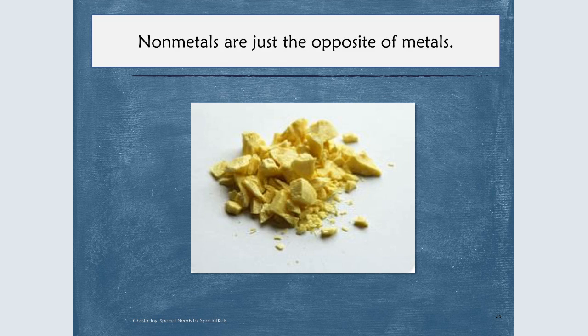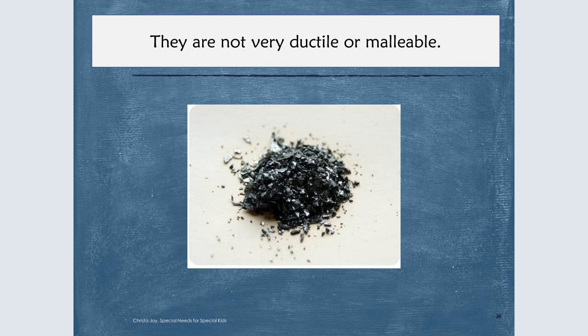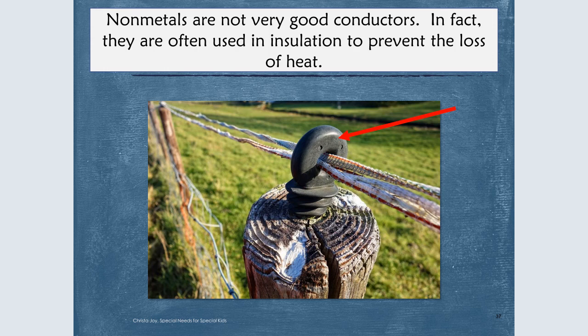Nonmetals are just the opposite of metals. They're kind of crystals in some respects, or liquids. They're not very ductile, which means you can't stretch them out, and not malleable. You can't hammer them into shapes. Nonmetals are not very good conductors. In fact, they're often used as insulators. This is an electric fence, and this plastic piece right there is an insulator, so it doesn't put the electricity in the pole.